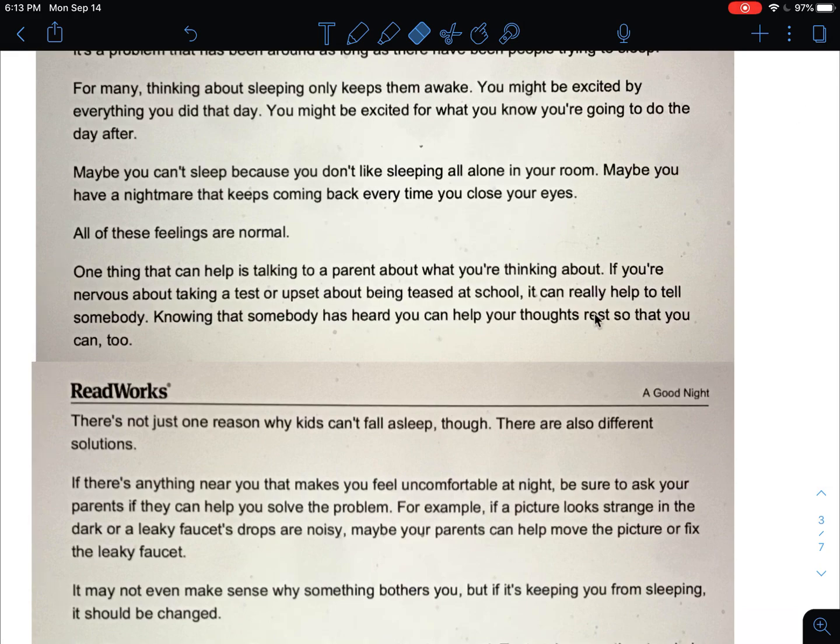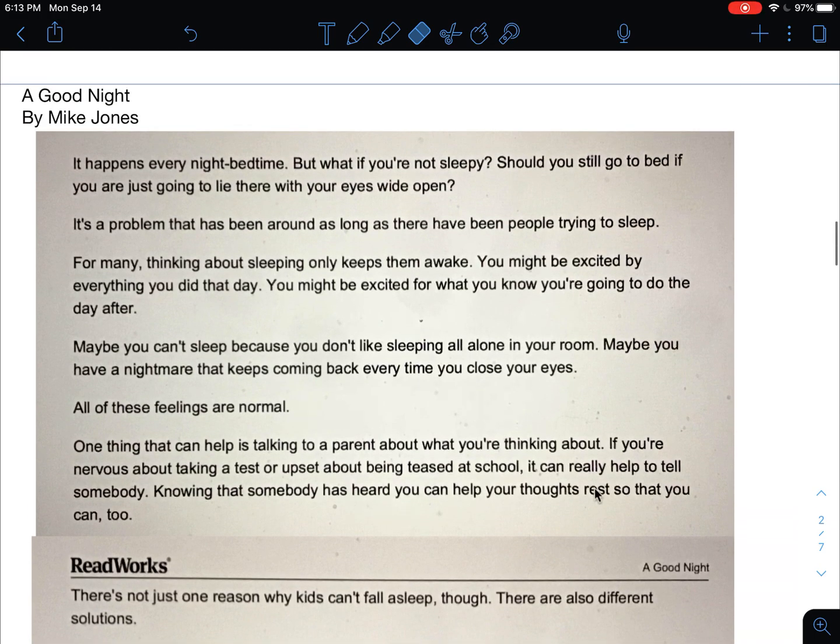So for my NVF, I would start with, and I'm going to have this all typed out so you can see it and you can use it as an example for your work today. I would say in the informative article, A Good Night by Mike Jones, the author explains ways that can help kids fall asleep when they're having trouble. All right, so that's my NVF.